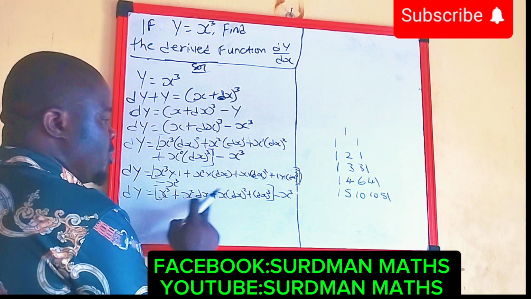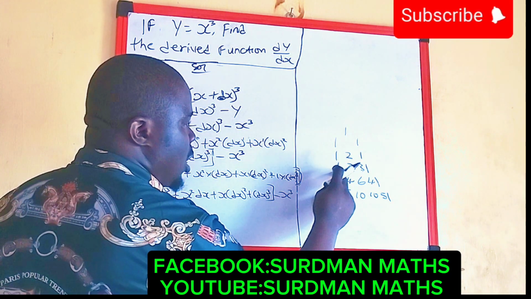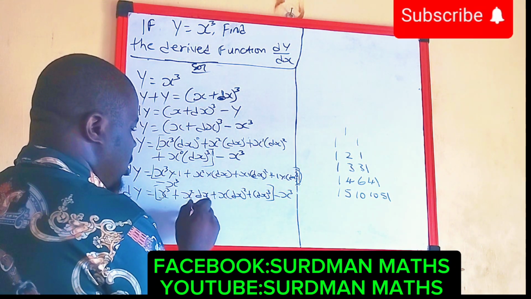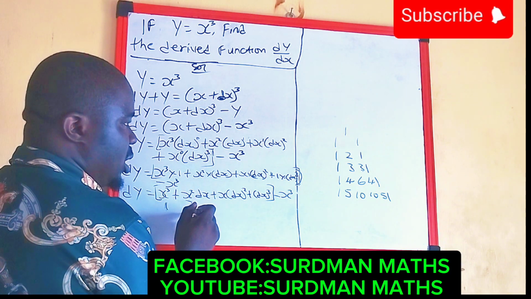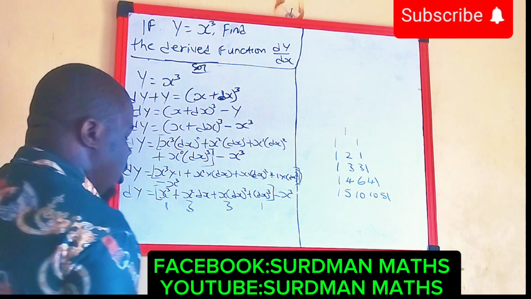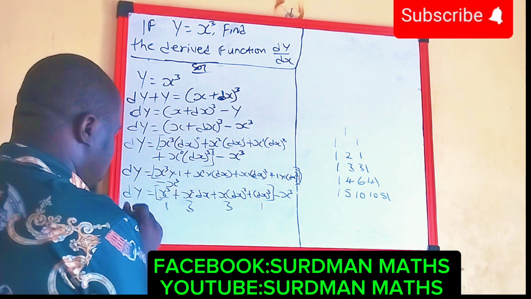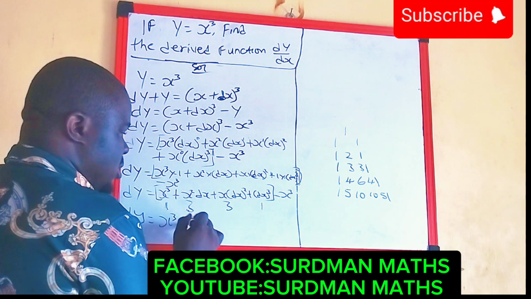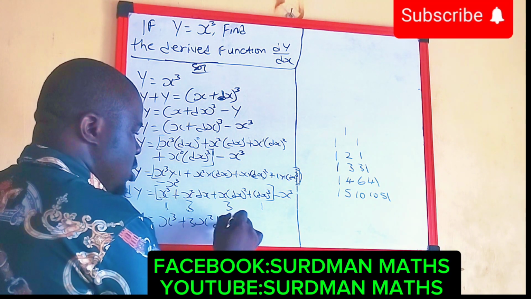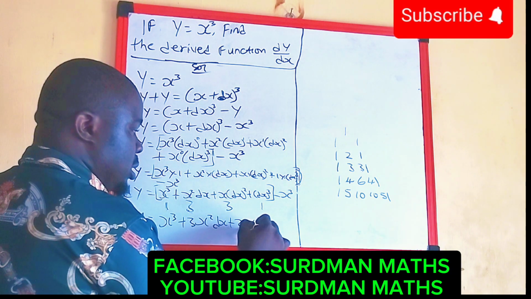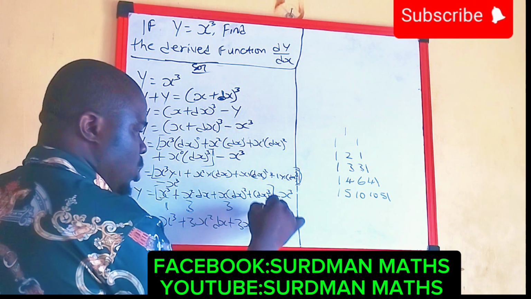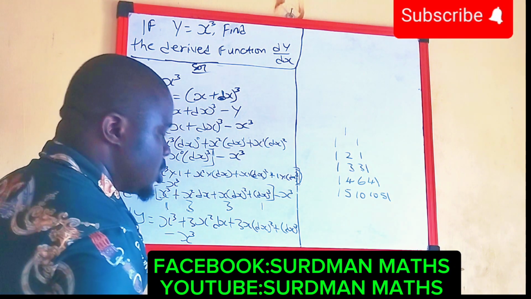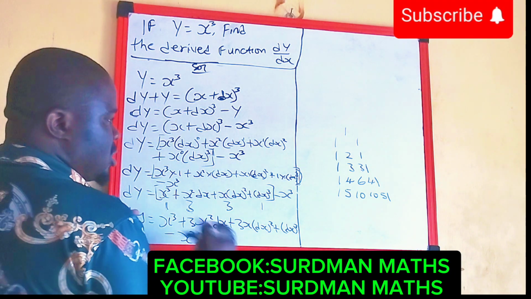But if you look at it now, how many values do we have here? We have 1, 2, 3, 4. So which row has 4 values? 1, 2, 3, 4. That is for this. So this will give us 1, 3, 3, 1. So we're going to multiply this to this now. We have dy will give us 1 times x cubed, plus 3x squared dx, plus 3x dx squared, plus 1 times dx cubed, minus x cubed. So we've just expanded this now.